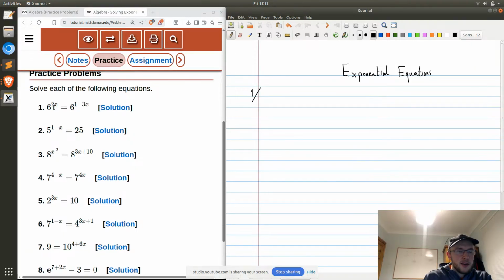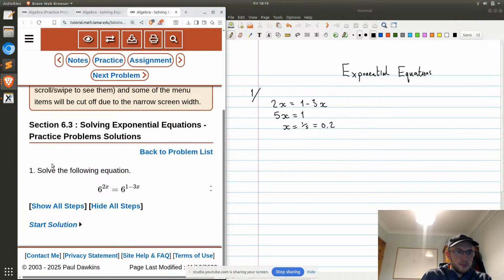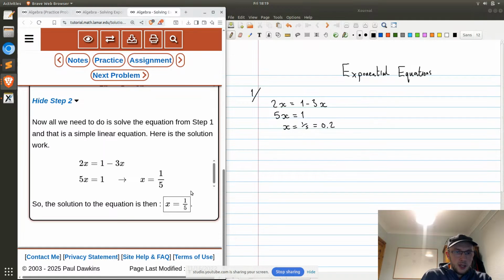First, we have 6 to the 2x equals 6 to the 1 minus 3x. So I just equate the powers and solve like a regular linear equation. Just like that. And we check. And there you can see that's correct. x is 1/5.